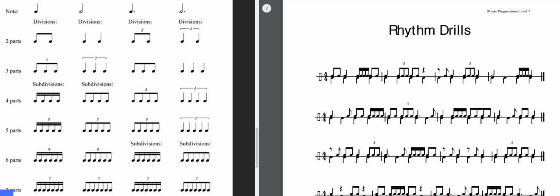Quarter note divided into two parts equals 2 eighth notes. Quarter note divided into three parts equals a triplet, and so on and so forth. And it goes down the chart like that. So let's go over to these rhythm drills over here.